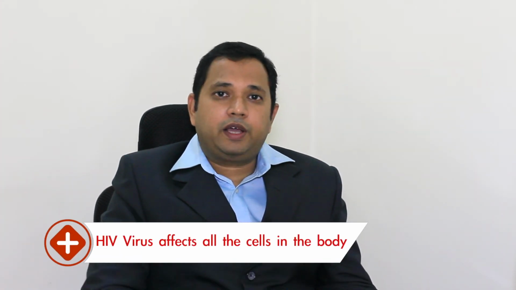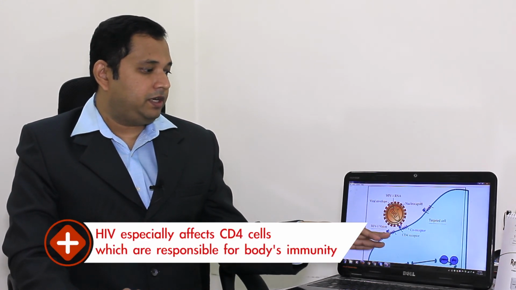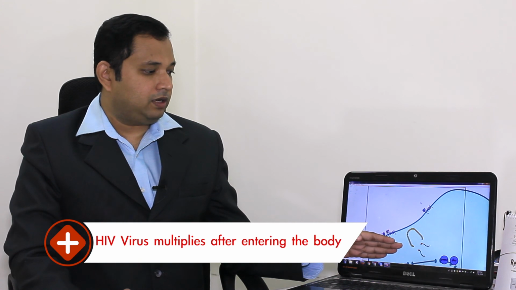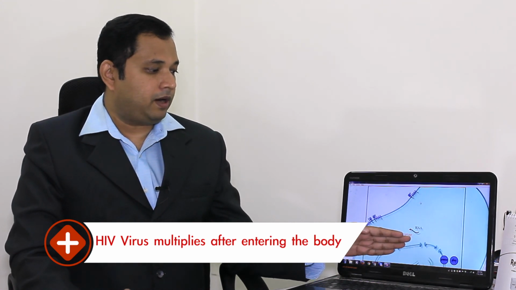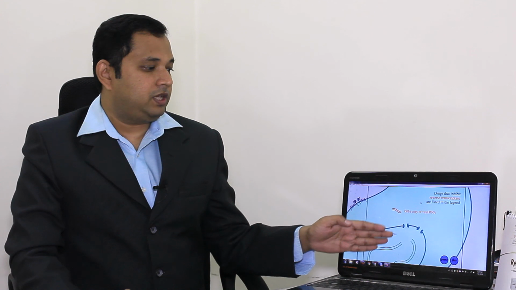I'll be just showing you a short video of how the virus infects the cells in the body. This is the HIV virus, human immunodeficiency virus, which infects all the cells in our body. It especially infects the CD4 cells, which are responsible for immunity of the person. Once the virus enters the cell, it will multiply. It will first replicate, and from RNA it becomes DNA. And this DNA virus then copies itself into our nucleus, and then it starts multiplying.